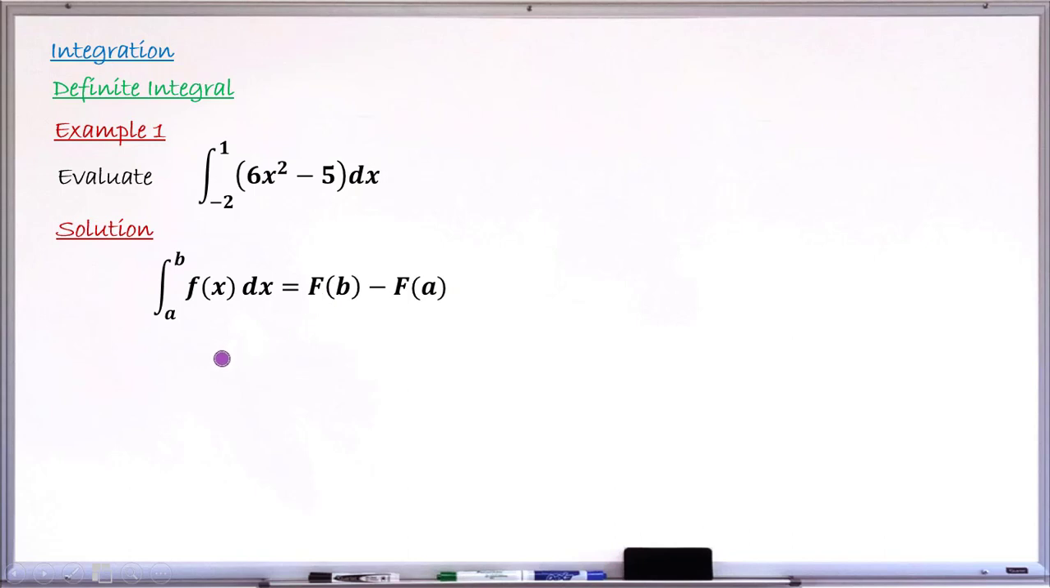So let's just move. Copying the given text, that is the integral from minus 2 to 1 of this function 6x squared minus 5 with respect to x. What I'm going to do first is to find the integral. That will be the integral of 6x squared, which is 2x raised to the power of 3, and the integral of minus 5 is minus 5x, and then plus c. Then I will copy those limits, that is from minus 2 to 1. Look at my limits there.